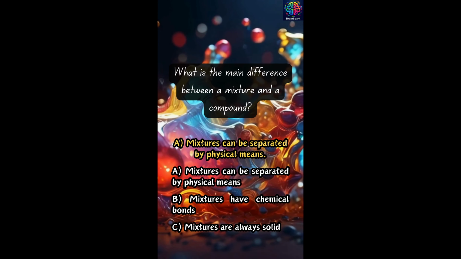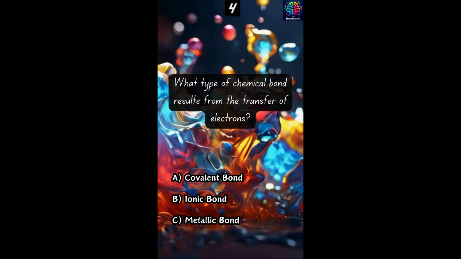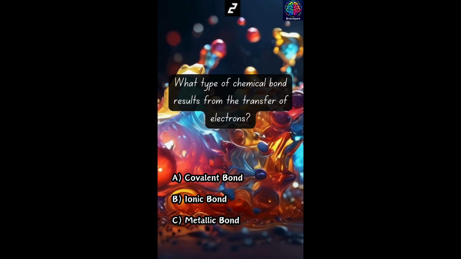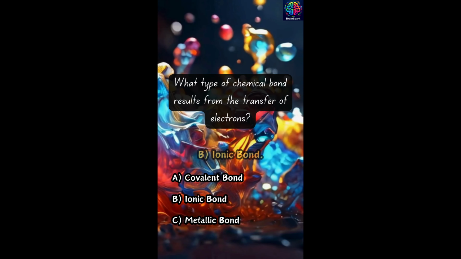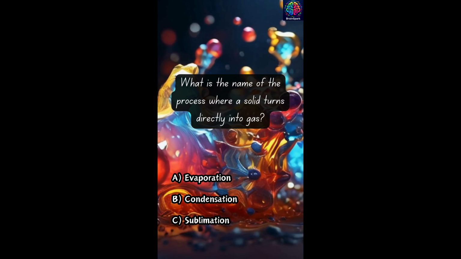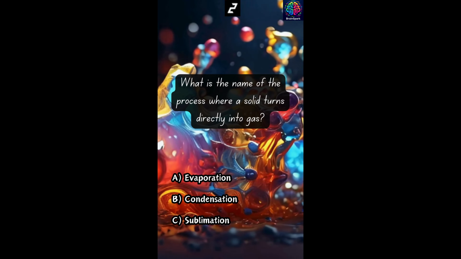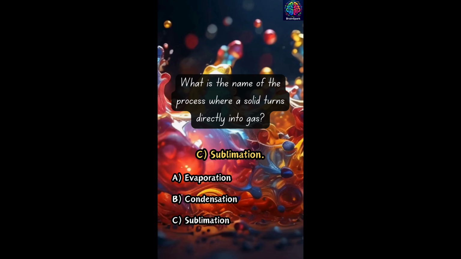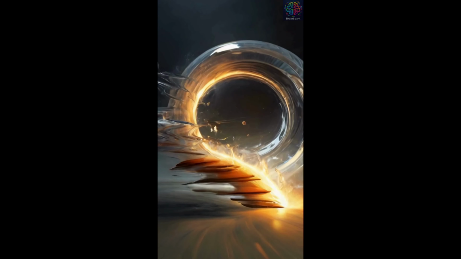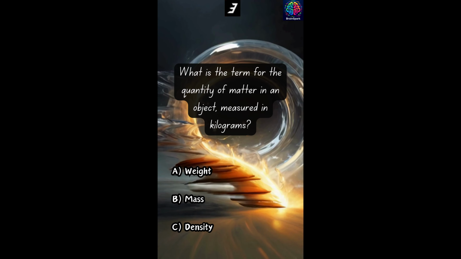A. Mixtures can be separated by physical means. What type of chemical bond results from the transfer of electrons? B. Ionic bond. What is the name of the process where a solid turns directly into gas? C. Sublimation. What is the term for the quantity of matter in an object measured in kilograms?